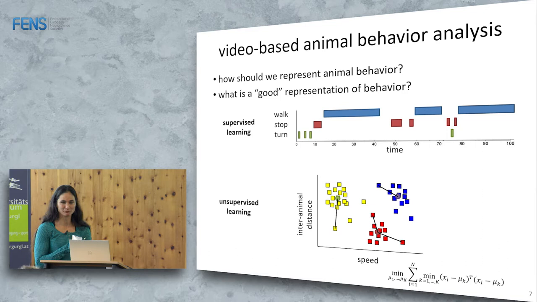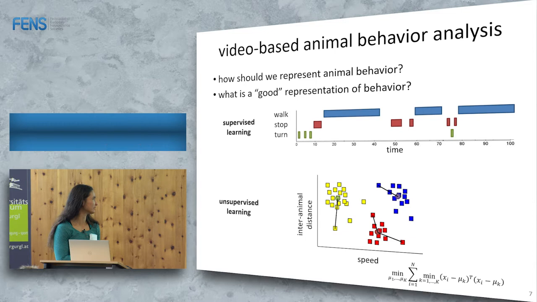Have people used k-means before? Some people? Okay, a few nods. So you can cluster the instances of the behaviors into these different categories by making these types of assumptions of what a good representation of behavior is. So they're kind of two different approaches to this problem.